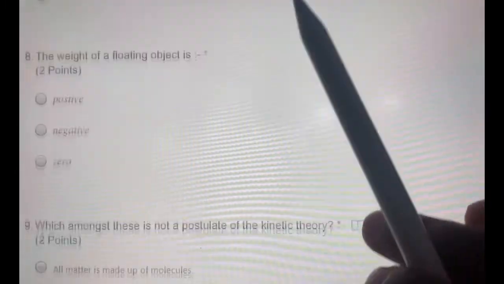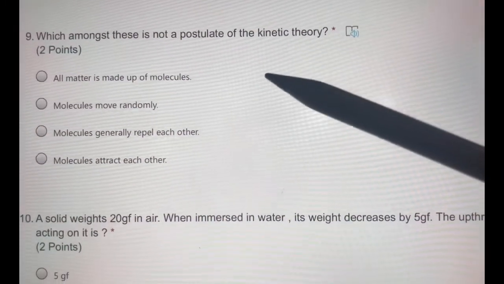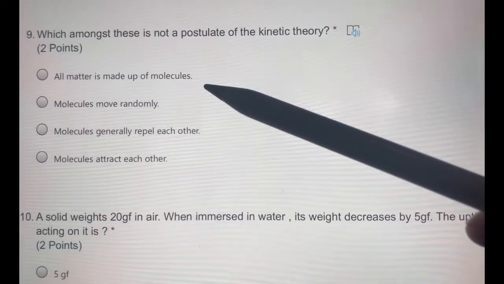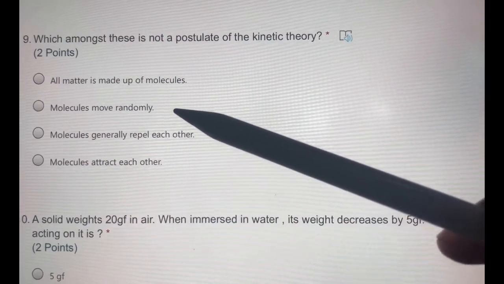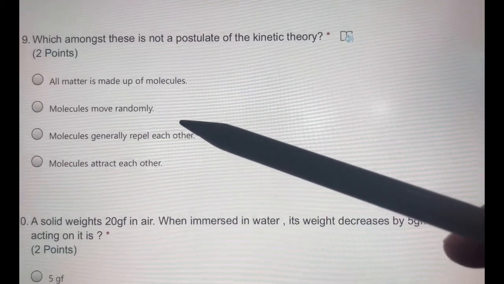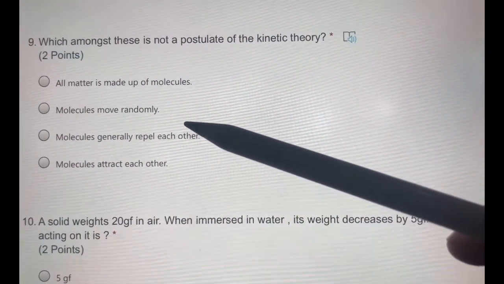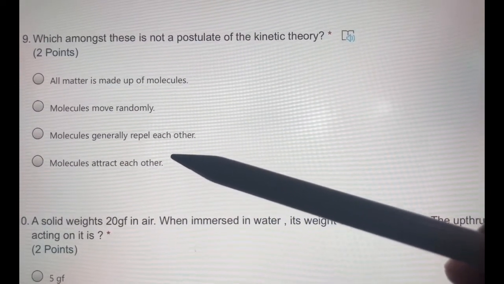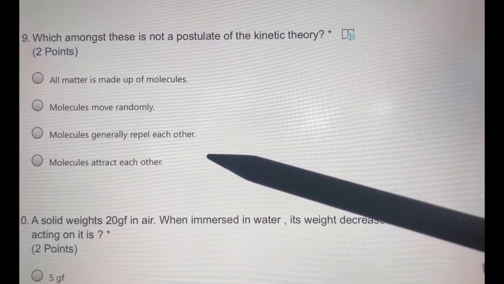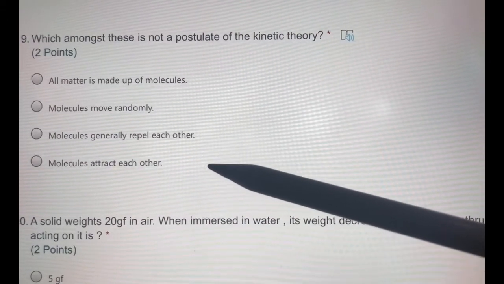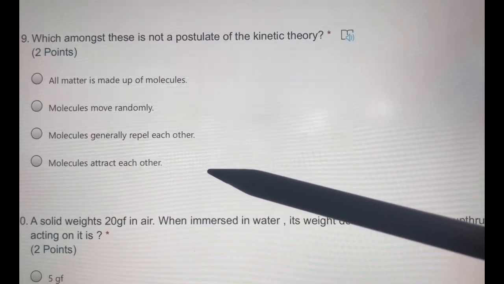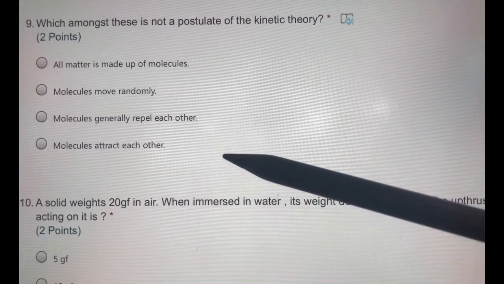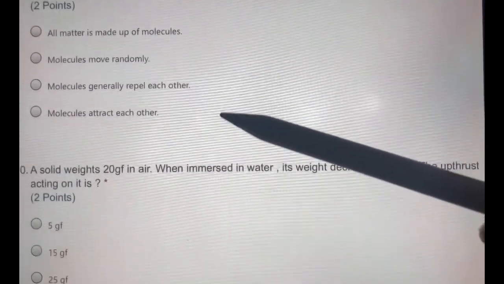Which amongst these is not a postulate of kinetic theory? All matter is made up of molecules is definitely a kinetic theory postulate. Molecules move randomly is also a postulate of kinetic theory. This one, molecules attract each other, is also a postulate. Molecules generally repel each other is not a postulate. Molecules do repel each other, but that is when they are very, very close. So that is not something that is postulated in the simple theory that is given in class 8.